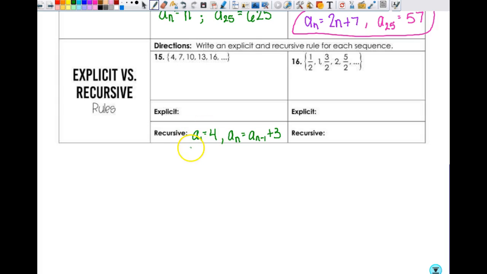And since I had to define this first one, n has to be greater than or equal to 2. I can only start at 2. So this whole thing is my answer. Like all of it's important. If I leave off a sub 1, I don't know where to start. Make sense? So by doing that, I've already decided, okay, I'm adding 3 each time, right? So my explicit, which is just a sub n equals, it's going to be 3 times n, and then plus what? Plus 1.